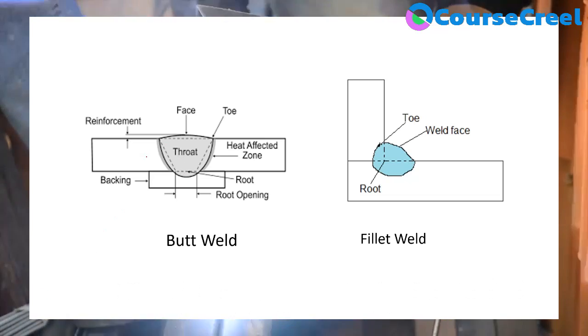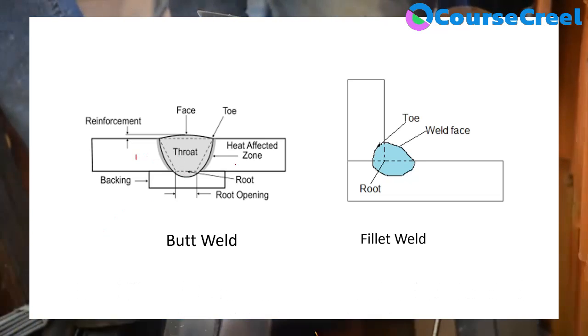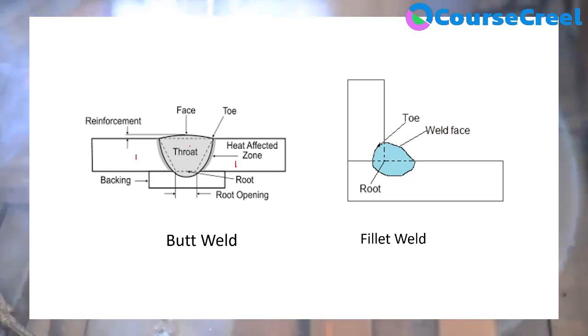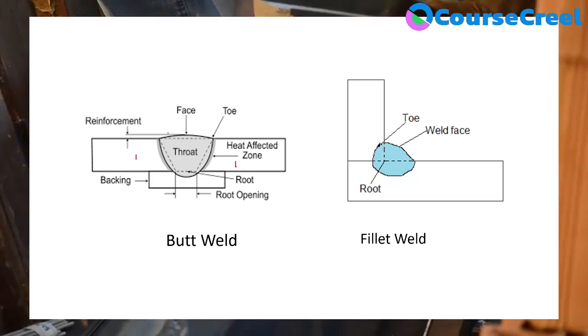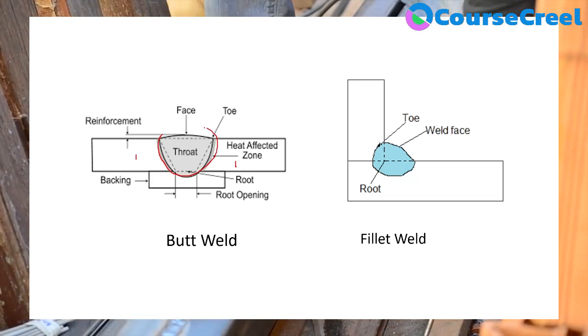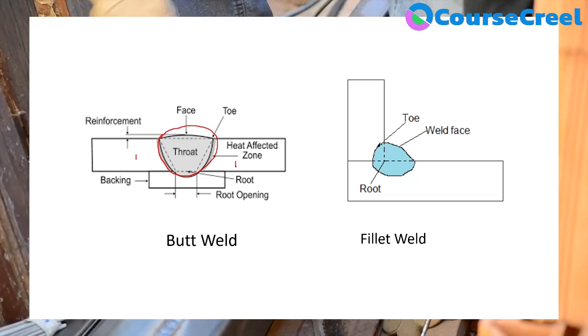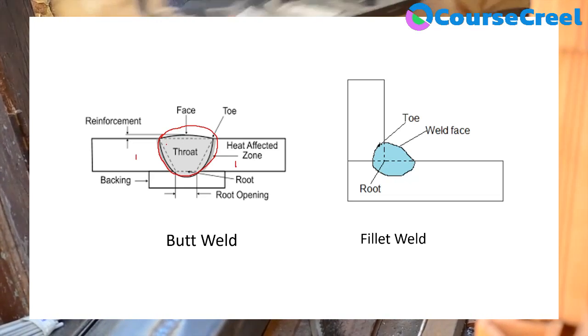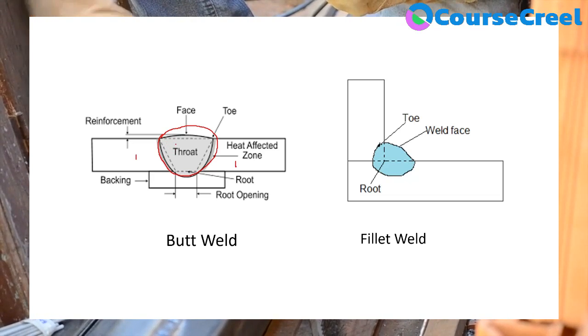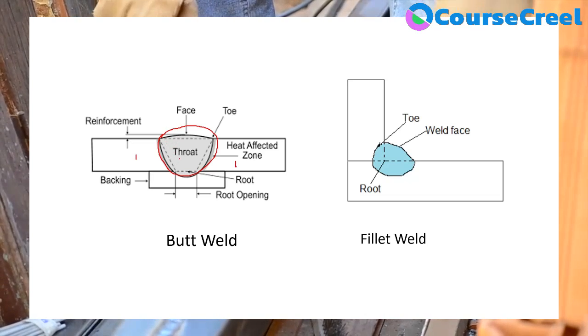Suppose this is the first workpiece and this is the second workpiece. During welding, whatever filler material we are using, the amount of material added into the workpiece will be added in this particular area only. So the amount of material added during a single pass of the electrode is defined as the weld bead.